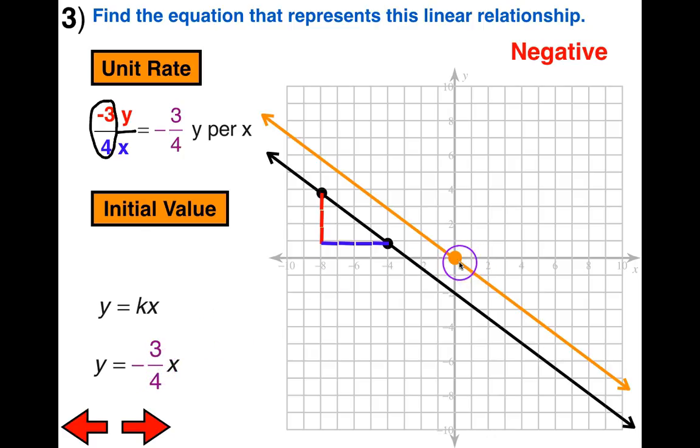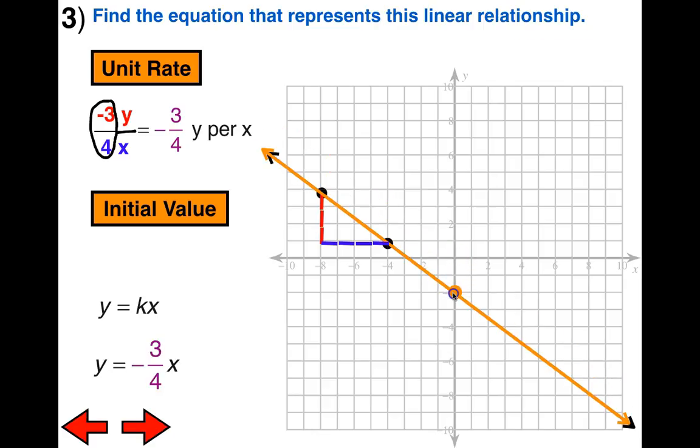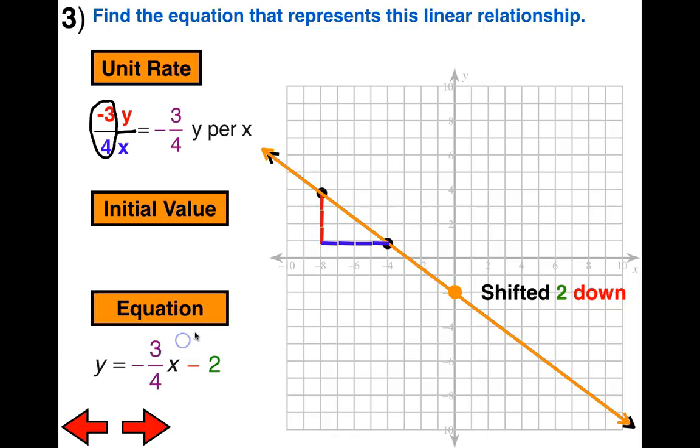But guess what? It's obviously not the black line, but I could shift this orange line to be the black line. I would have to shift it down 1, 2. Since it was a downward shift, okay, I would take the original equation and subtract 2 because it shifted downwards. So here is my equation. That's it. But let's go back to the initial value. Here, our initial value is right here. So I would say at x equals 0, y equals -2.